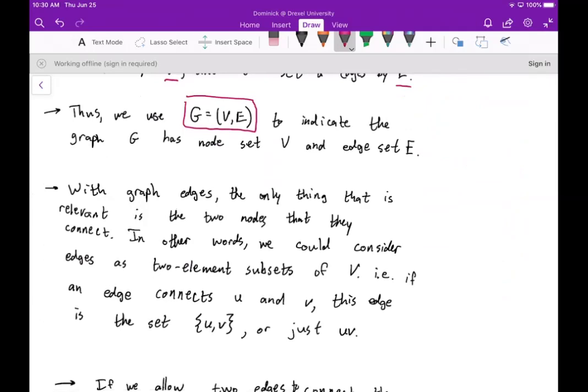Now, when it comes to graph edges, the only thing that is relevant is the 2 nodes that they connect, right? So in other words, we consider edges almost as a 2-element subset of V, right? So if an edge connects u and v, this edge is the set {u, v} because it's joining those 2 together. And a lot of times we'll even drop the brackets and we'll just call an edge, for example, uv, if it connects the 2 nodes u and v.